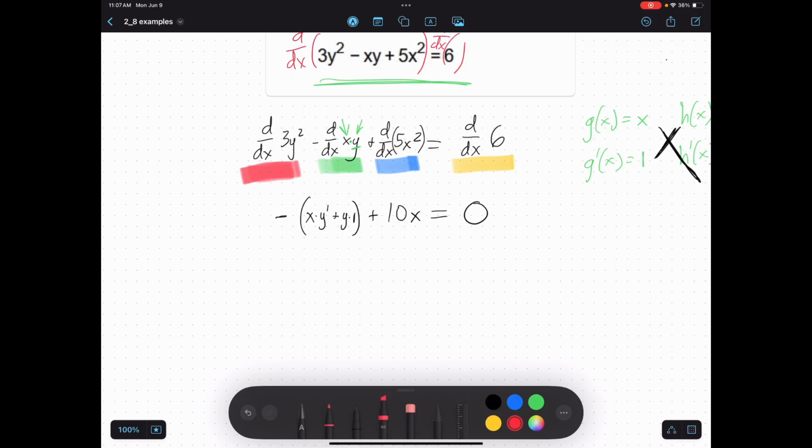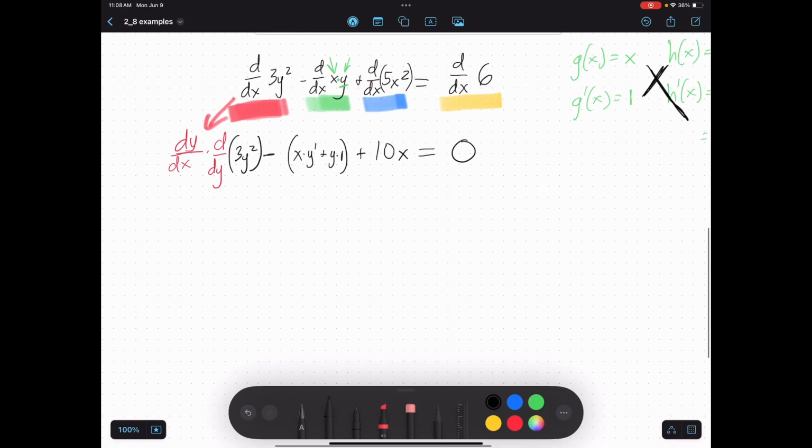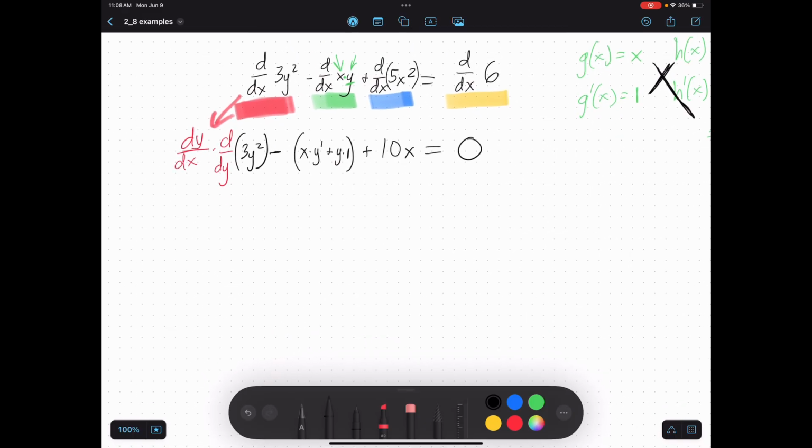Last, we have the derivative of this function 3y squared. But remember, we're taking the derivative in terms of x of a function that's in terms of y. So how do we deal with that? Remember, we just switched d over dx to dy over dx times d over dy. And now we can take the derivative of 3y squared in terms of y. And I can take my derivative like normal. And I'm left with this dy over dx.